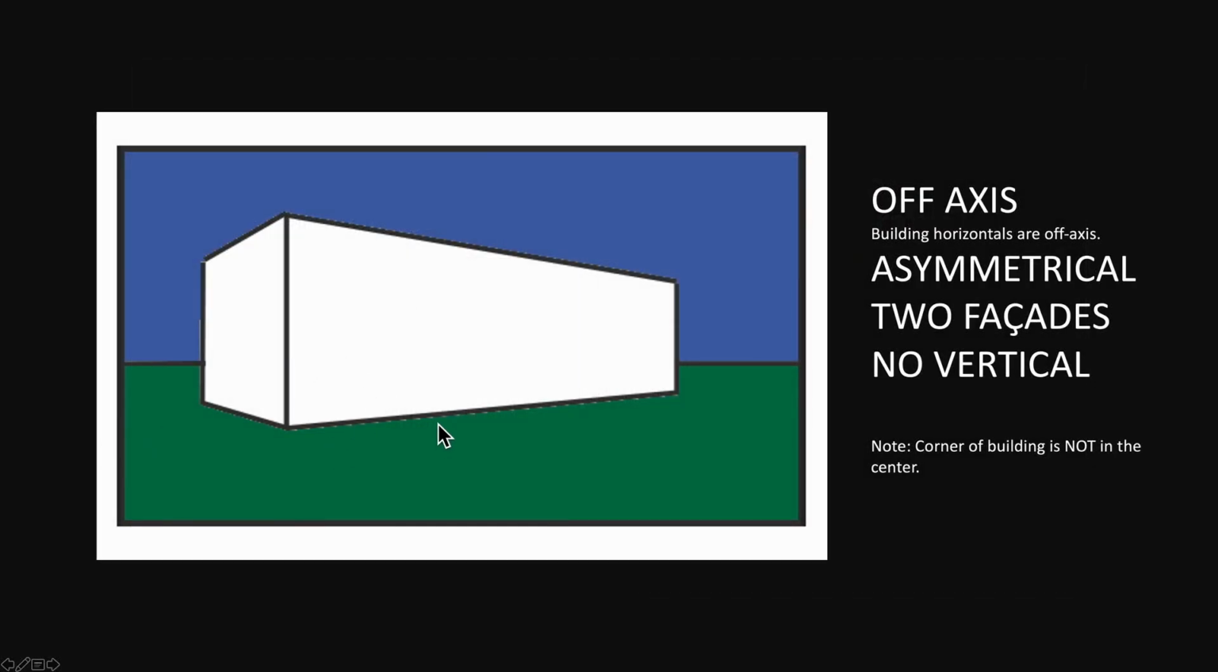Here is the first one where we are off axis. By that I mean the building, the horizontals of the building are off axis. It's asymmetrical, it's moved off the center. Two facades and no vertical. Note again that the corner of the building is not in the middle. And we talked about where do you put the corner of the building? That's where you use proportional systems. If you use a rule of thirds, a third of the way in. If you do a 2x5 composition, maybe 2/5 of the way in or 3/5 of the way in, whatever works for your composition, but not in the middle, because that sends your eye in two directions.